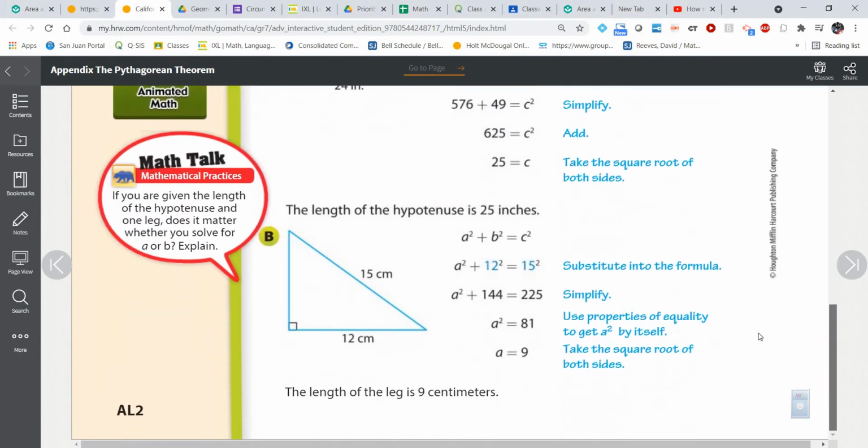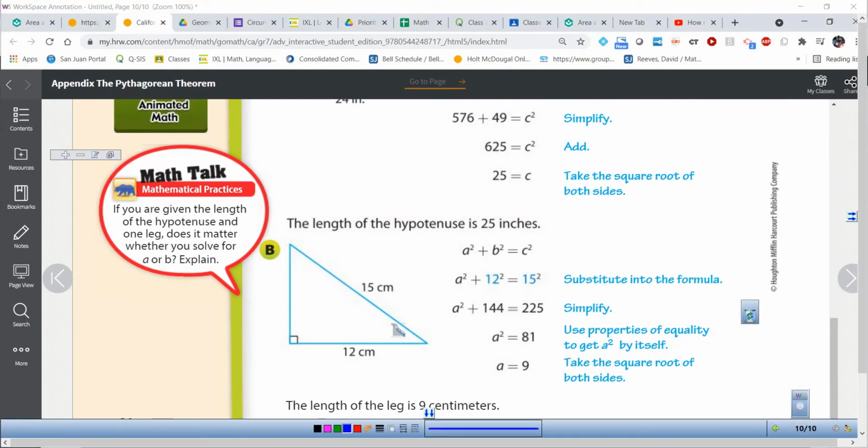All right, but what if the length that is missing is not the hypotenuse? If you take a look at this next example, here's the hypotenuse, and this one right here is either going to be A or B. They chose to call it B, but we certainly could have called it A if we wanted to. All right, so here we go.